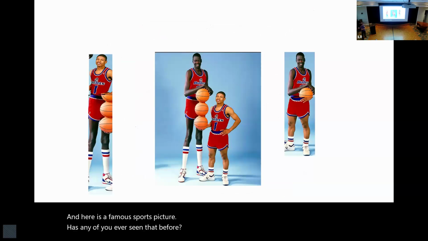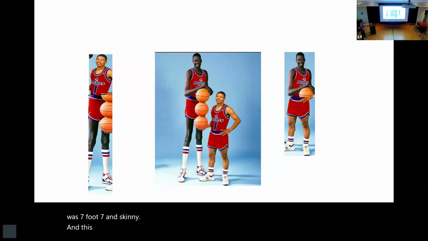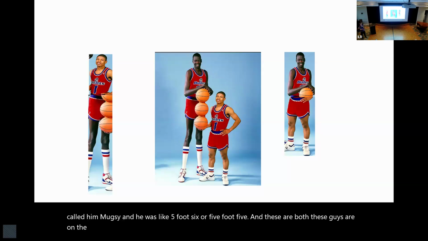So these guys, this is from back in the 90s, I think. The tall guy is Manute Bol, and he was 7'7" and skinny. And this is Muggsy Bogue. I think his name is Tyrone, but they called him Muggsy. And he was like 5'6" or 5'5". And these guys are on the same team, the Washington Bullets.